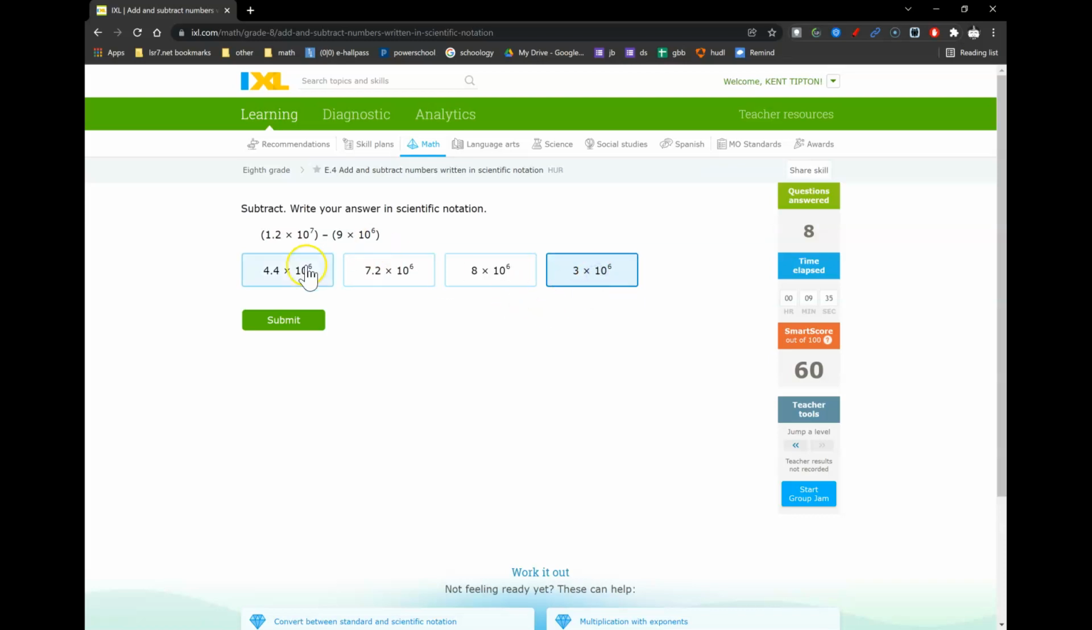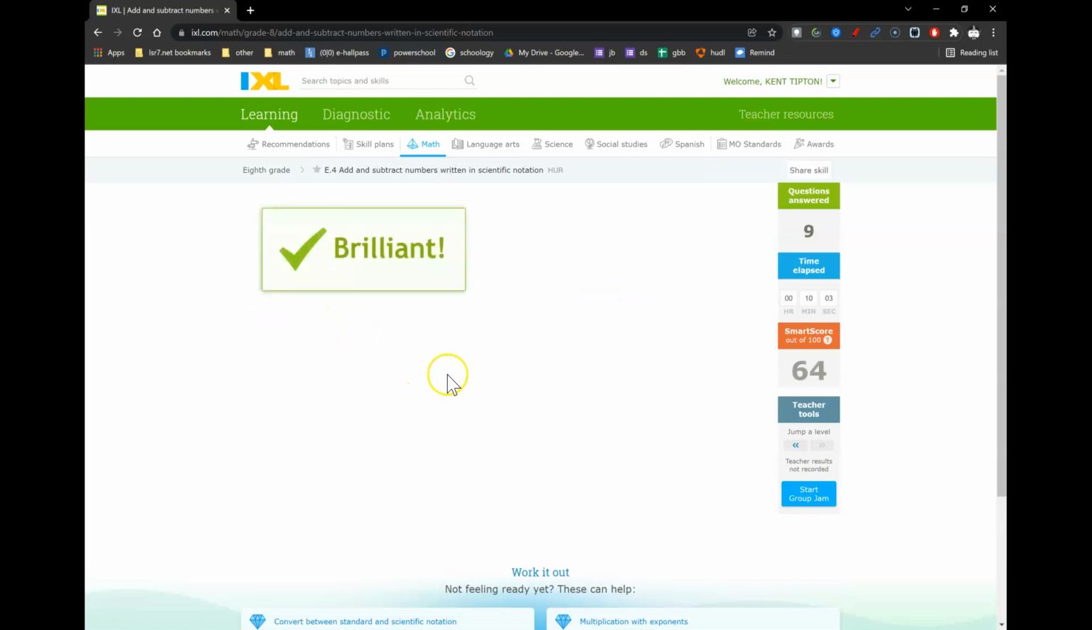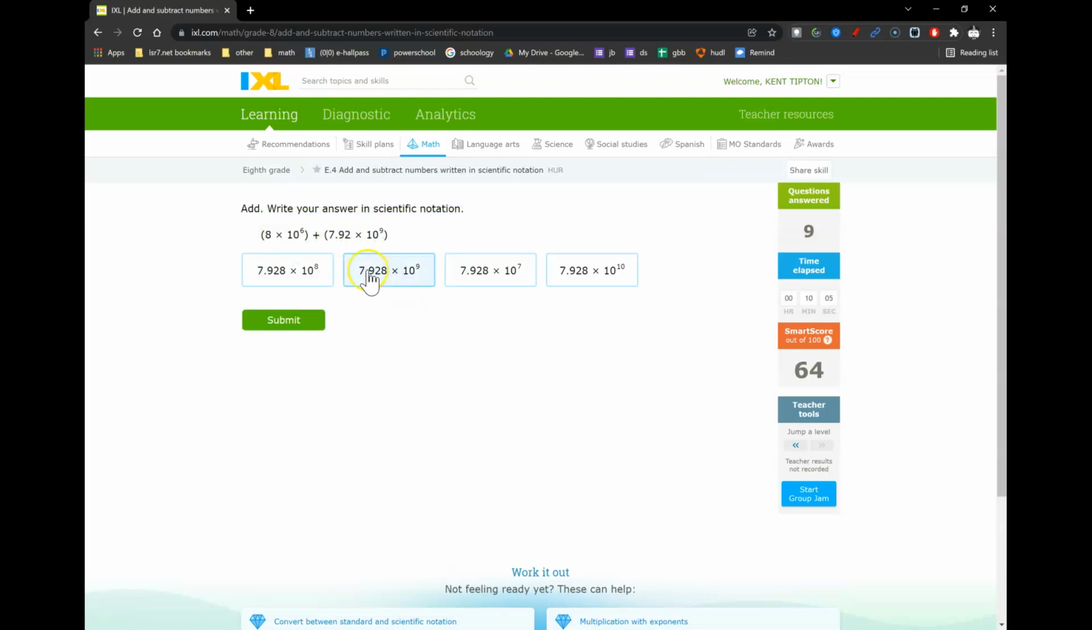Your other option is, you could move this over 1, and you could do 12 minus 9, and that would be 12 times 10 to the 6th. But then 12 minus 9 gives you 3, and there's your 3 times 10 to the 6th. Either way works. See if we can get another one of those.